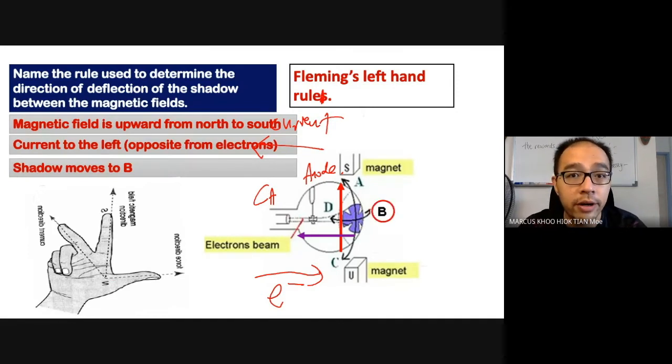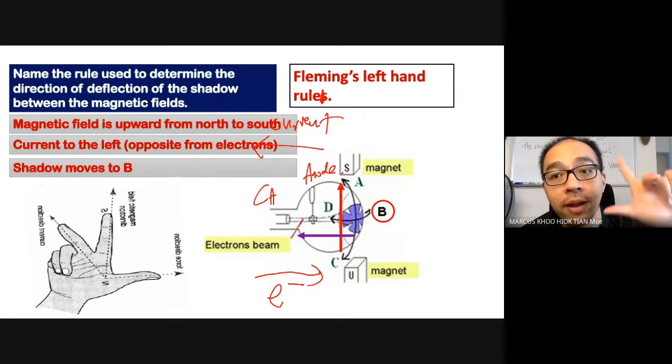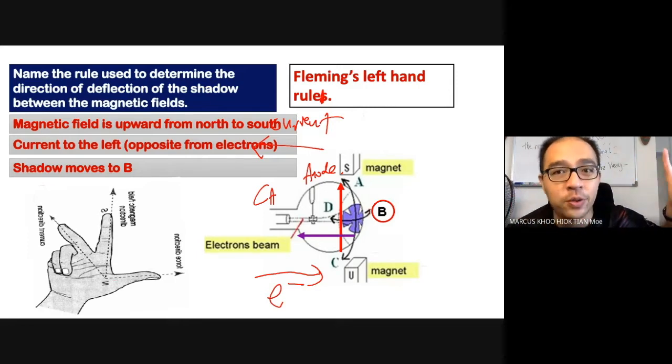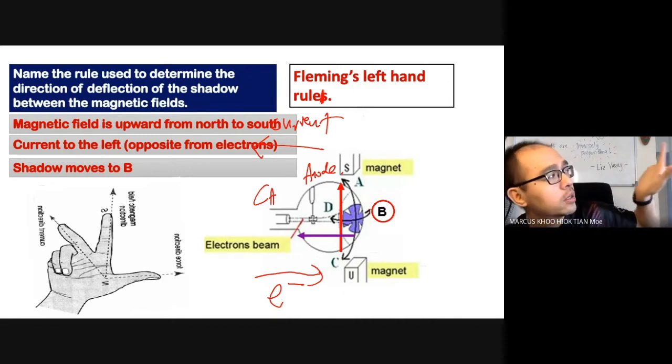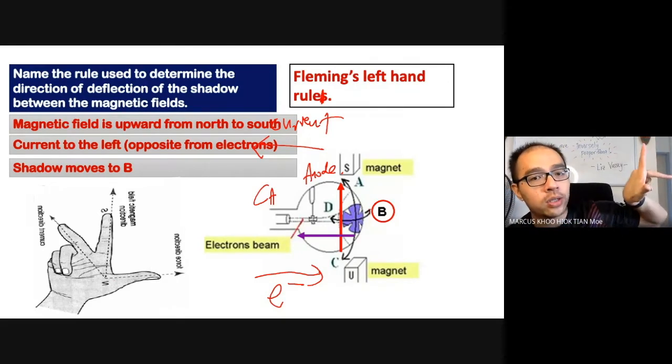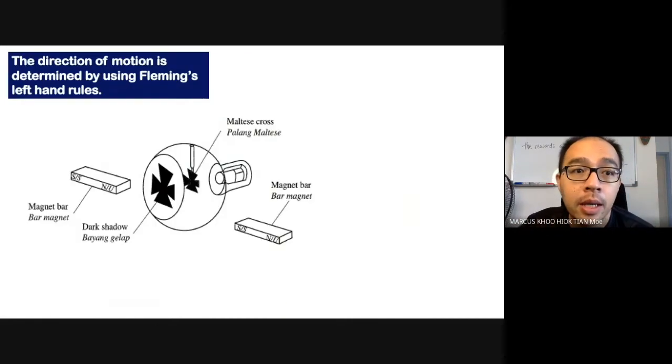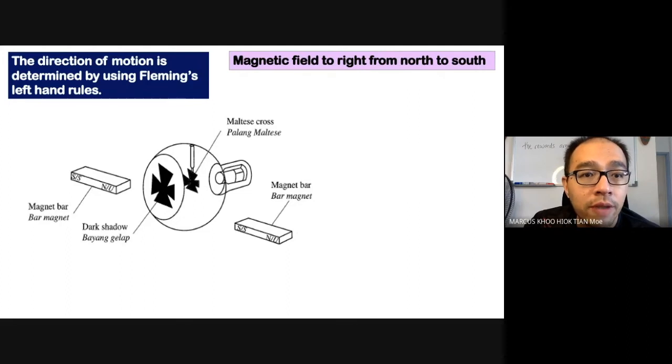This is a very, very important question. Again, using Fleming's left-hand rule. Don't raise your right hand, everybody. So current is this way, magnet is this way, so shadow moves this way, towards B. The direction of motion is determined by using Fleming's left-hand rule.